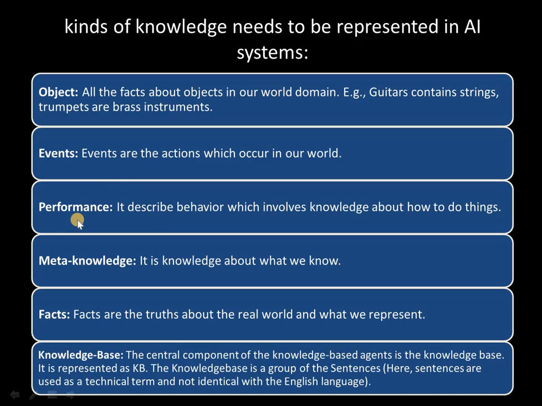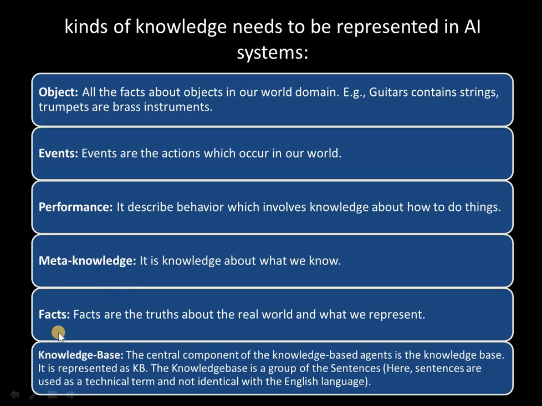Now the next type of knowledge involved in logical representation is the performance. That means it is describing the behavior of the object or an event. So it's the performance. Then another knowledge type involved here is meta knowledge. We are much familiar with this term, meta. That means about. Meta knowledge means the knowledge about something. Sometimes it may be the knowledge about an object, an event, a performance, whatever it is. Meta knowledge is very important.